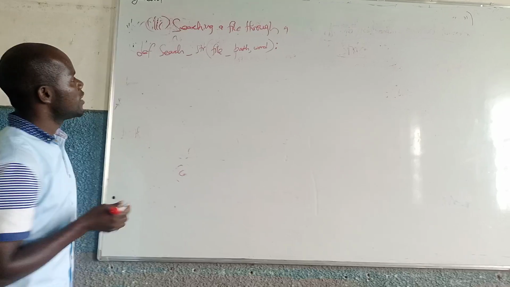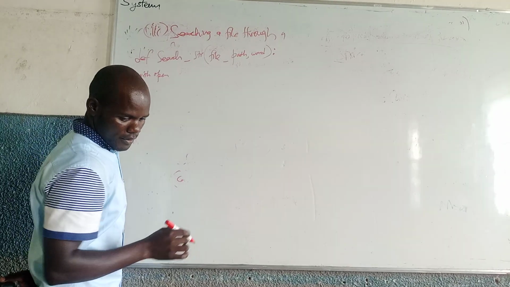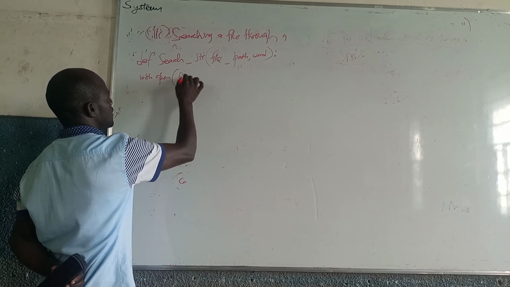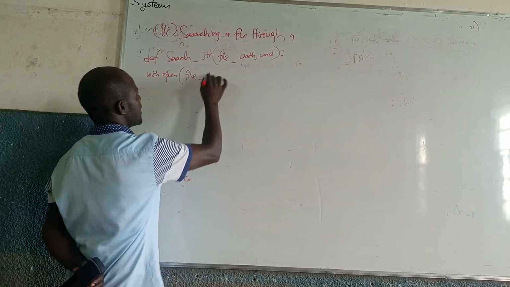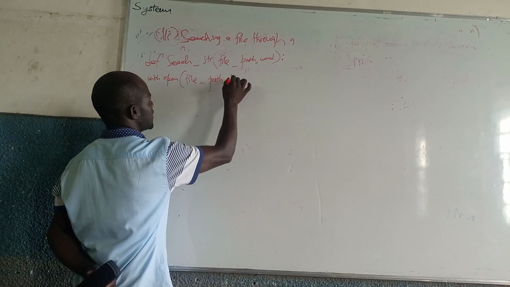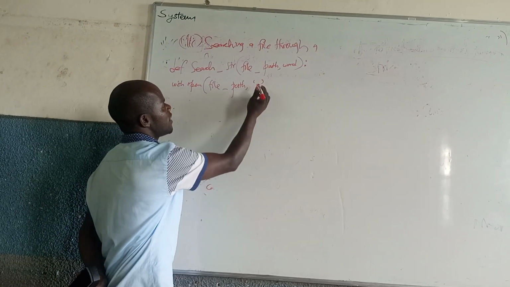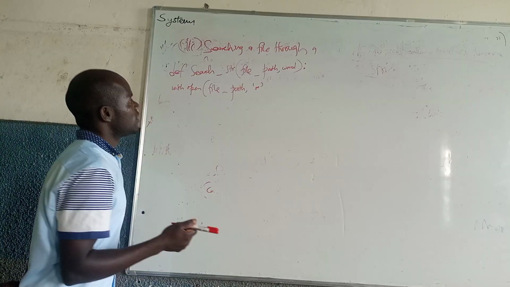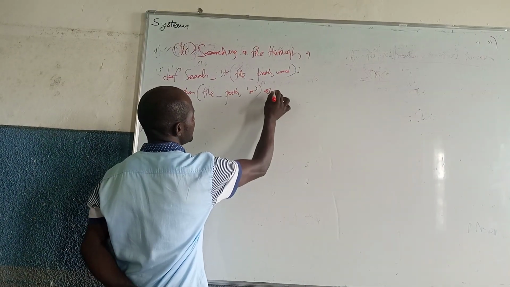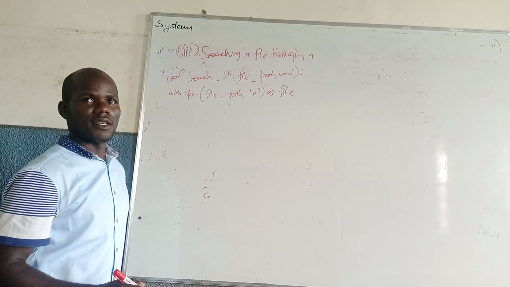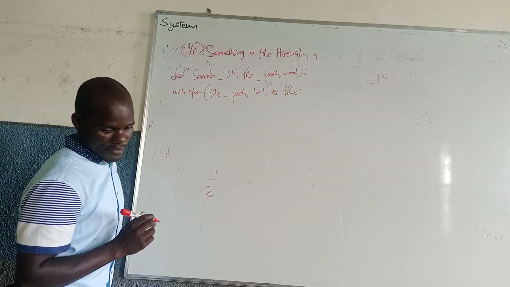First step. Then on the new line you will say with open, path, comma, in quotes R. This is R, not V, because one wrote V. It is R. Then we close the bracket, we say as file.